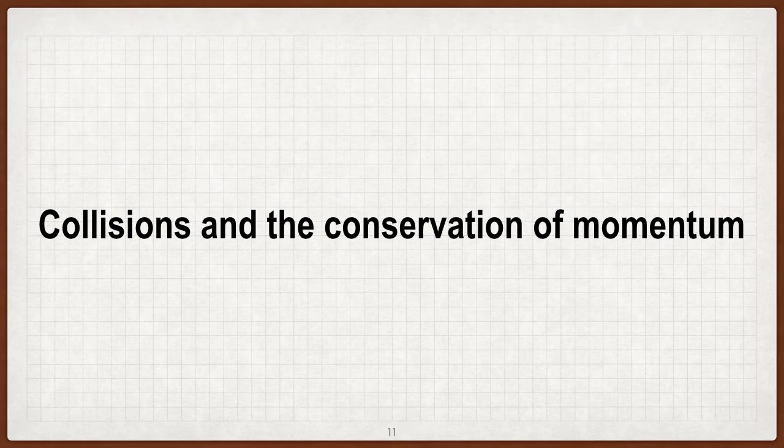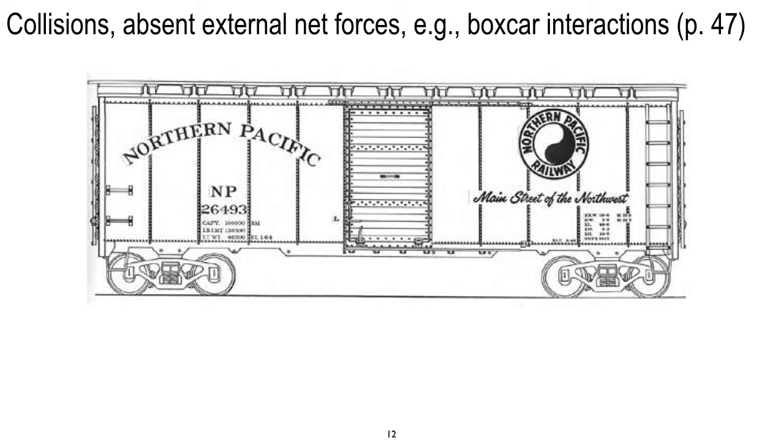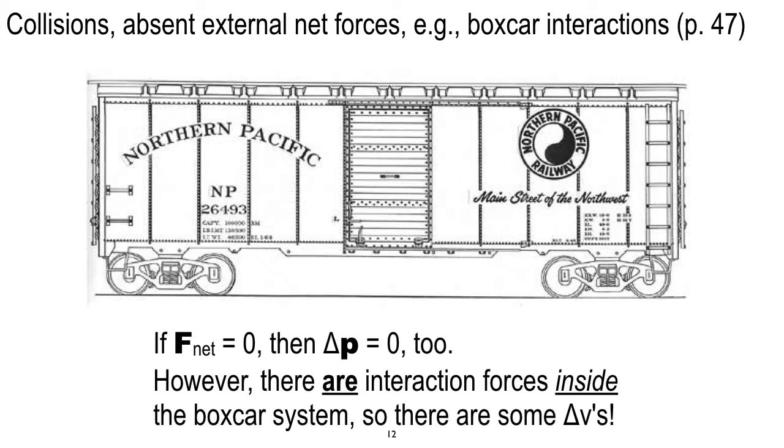Next topic, collisions. Now this is going to be an application of the impulse concept and the impulse formula, F net times delta T equals delta P, change in momentum. But in the situations that we're going to consider, the two interacting objects form an enclosed system with no net external forces.